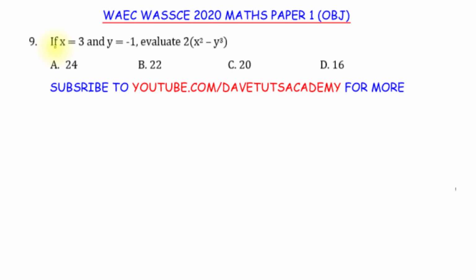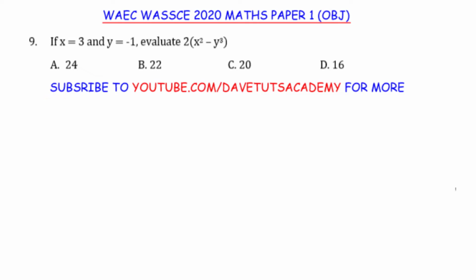In this question, we are told that if x is equal to 3 and y is equal to minus 1, evaluate 2 multiplied by x squared minus y raised to power 3. At first glance, this question looks like, why are they asking this kind of simple question? But there is something you need to watch out for. Look at what we are asked to find.